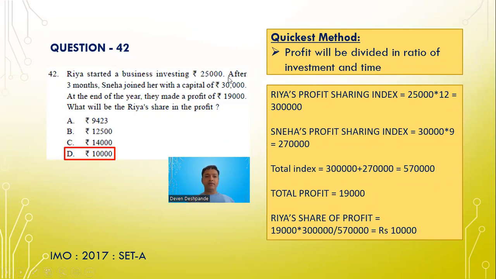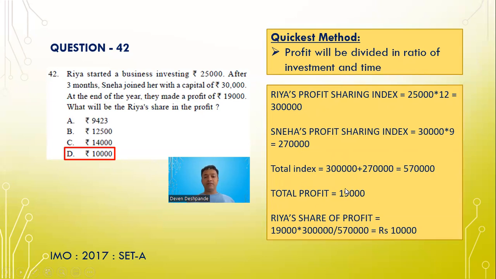So Ria invested 25,000, and profit is at the end of the whole year. So she invested 25,000 for 12 months, because 1 year is 12 months. So Ria's profit sharing index will be 25,000 into 12, which is 3 lakhs. And Sneha's investment into time. So she invested 30,000 and she joined after 3 months. So she invested 30,000 only for 9 months because she joined late. So 30,000 into 9, which is 2,70,000. So the total of investment into time is 3 lakhs plus 2,70,000, which will be 5,70,000.